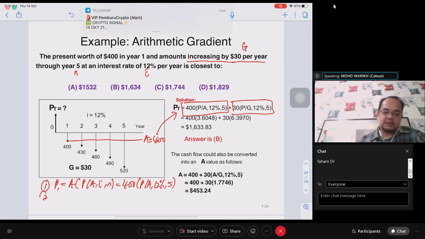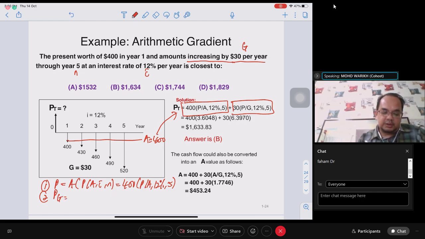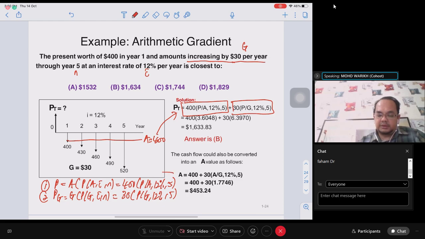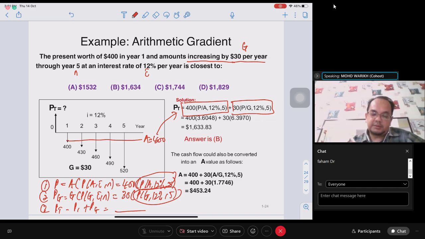The second one is the gradient, PG. So what is G? G is 30 ringgit, P over G, 12%, 5. So this one, just refer to the table and we get the numbers. And the last one is P plus PG. So we get the numbers, same as this one. So the answer is B.